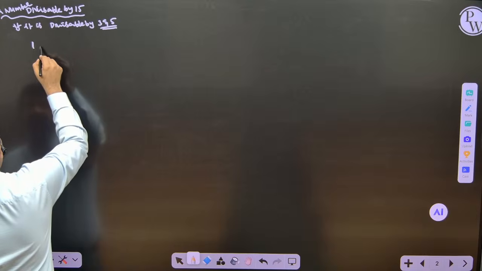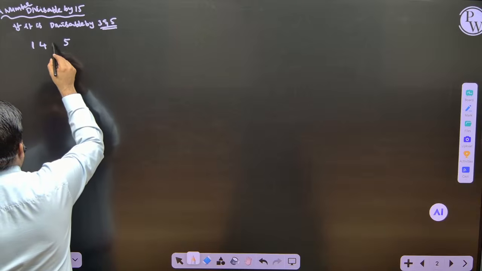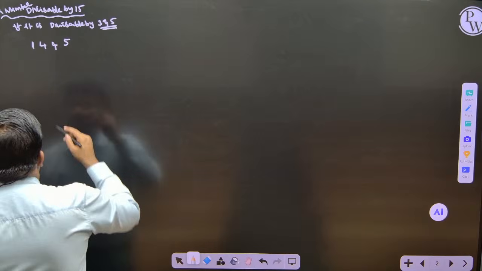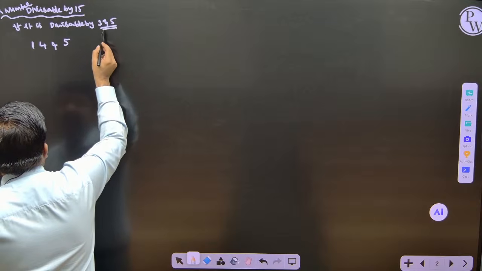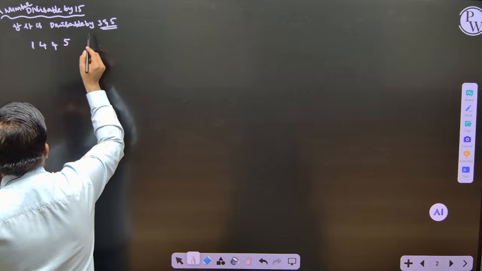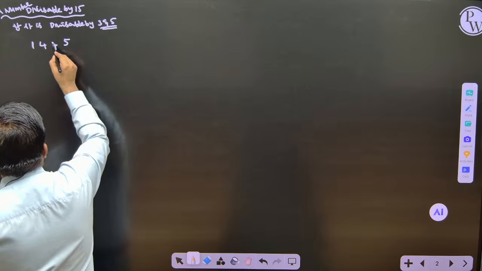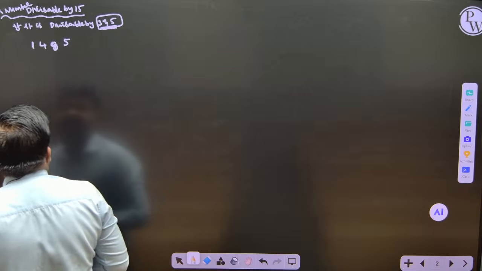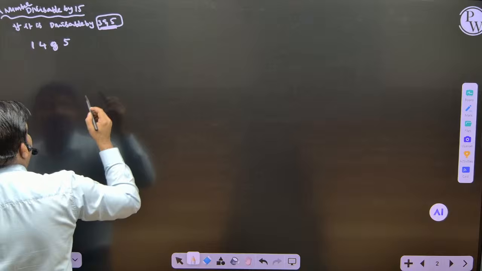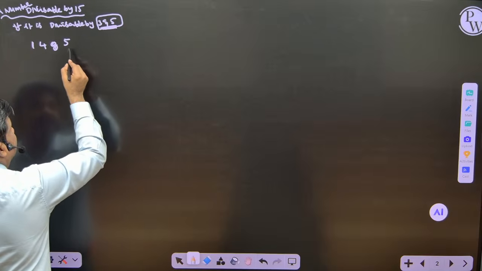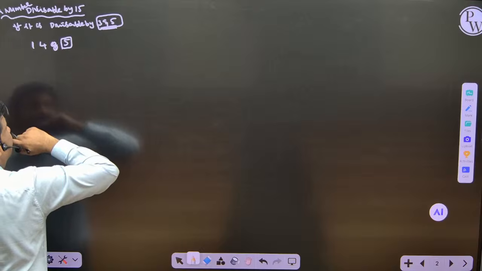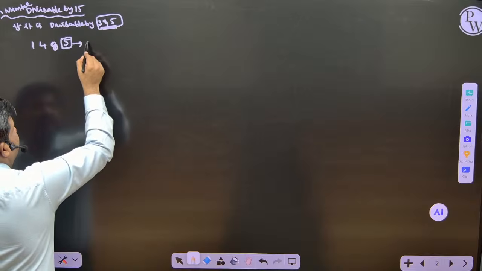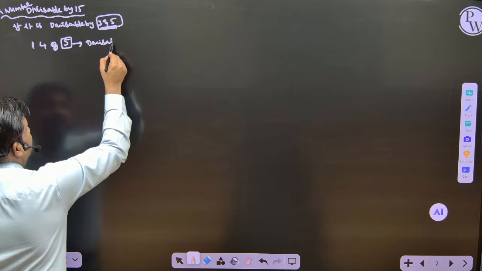We just see 1485. A number is divisible by 3 and 5. When we say that the number is divisible by 5, the last digit or unit digit is either 0 or 5. But here 5 is there. That's why it is divisible by 5.